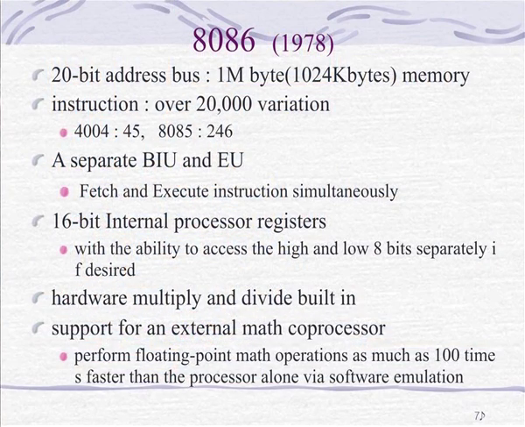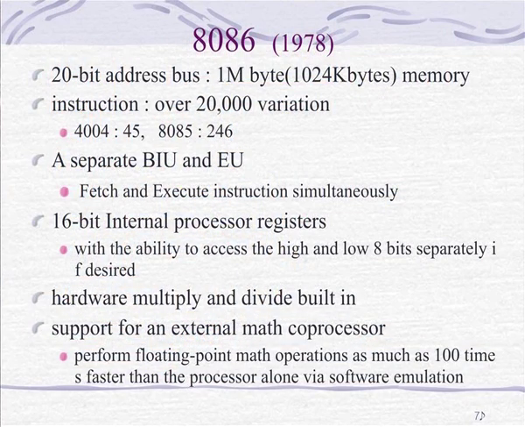Then it has 16-bit internal processor registers. The various registers of 8086 are AX, BX, CX, DX, then CS, DS, ES, SS. Then it has the index registers like SI, DI and all that. It has hardware multiply and divide built in. Then it supports an external math processor. We can connect an external math processor to 8086.